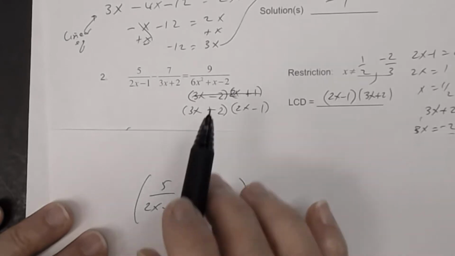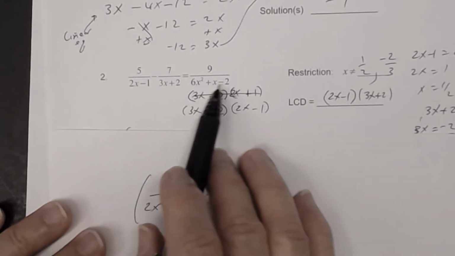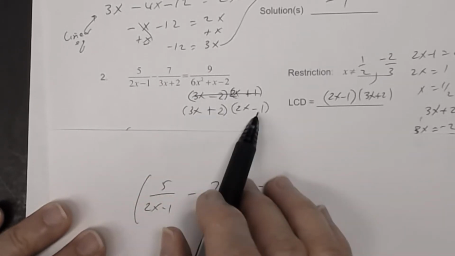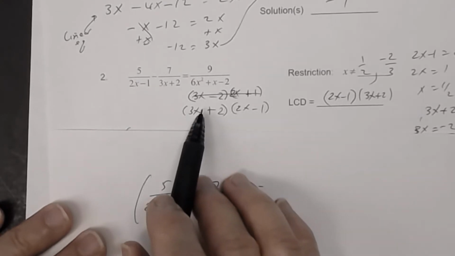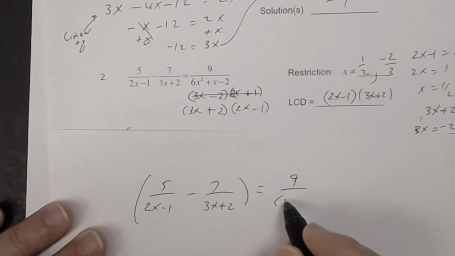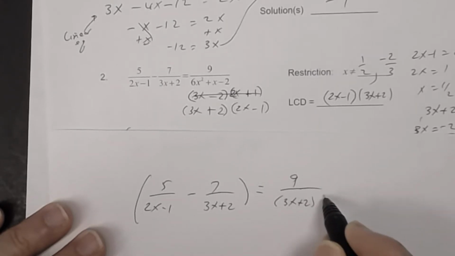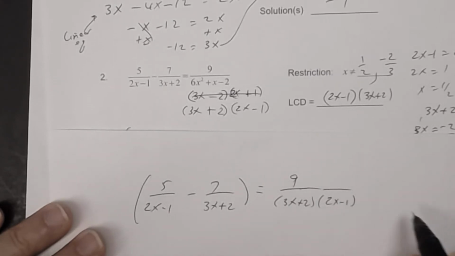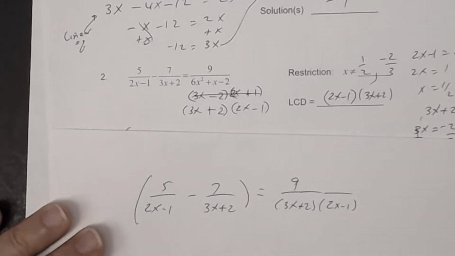All right, now when you get to this side, listen carefully. Don't use this. Use your factored part, and there's a reason for that. Use your factored part. So I'm going to write this as 9 divided by 3x plus 2 times 2x minus 1. Okay? All right, now let's multiply both sides by the LCD.